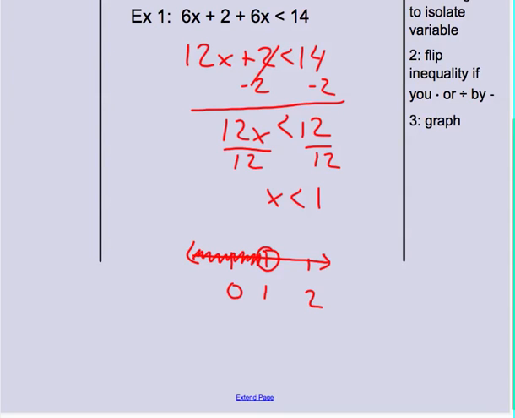And you can always test a solution to see if it works, especially when the variable is on the right side. You might want to do this, but if I take, for example, 0, substitute it into my inequality for x, is that a true statement? Is 0 less than 1? Yes, so it works.